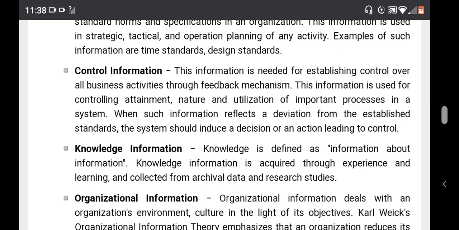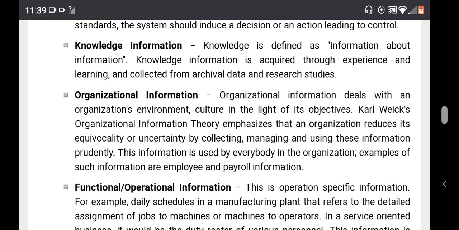Knowledge information. Knowledge is derived as information about information. Knowledge information is acquired through experience and learning and collected from archival data and research studies. Organizational information deals with an organization's environment and culture in the light of its objectives. Karl Weick's organizational information theory emphasizes that an organization reduces its equivocality and uncertainty by collecting, managing, and using this information prudently. This information is used by everybody in the organization. Examples of such information are employee and payroll information.